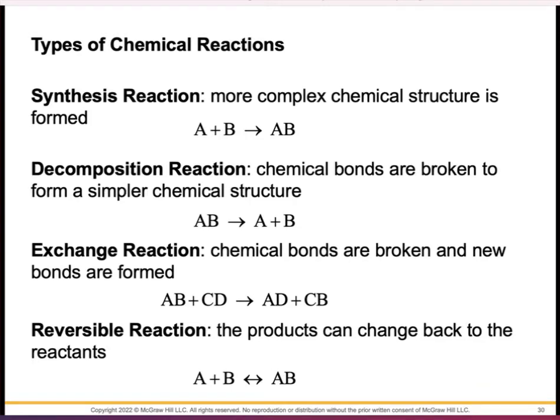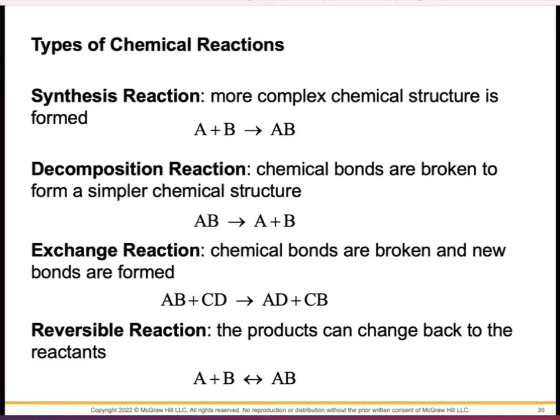Now let's talk about the different types of chemical reactions. A synthesis reaction is a chemical reaction that results in the synthesis or joining of components that were formerly separated. That is, a more complex chemical structure is formed, okay? The general equation, as you can see here, is A plus B yields AB. Two components bond to make one larger molecule. So A and B are the two components that bond together to form a larger molecule.